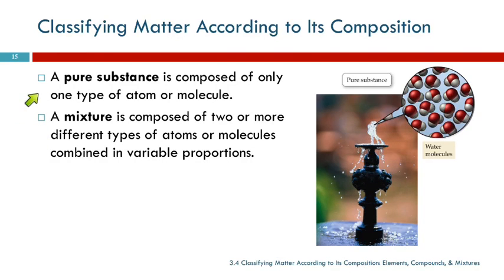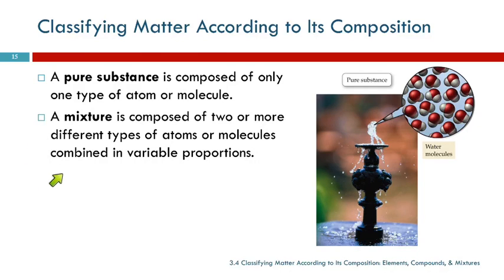In a pure substance, we have only one type of atom or molecule. So here's a fountain. The water is a pure substance. All the particles in the water are water molecules. They are all the same. That's a pure substance.